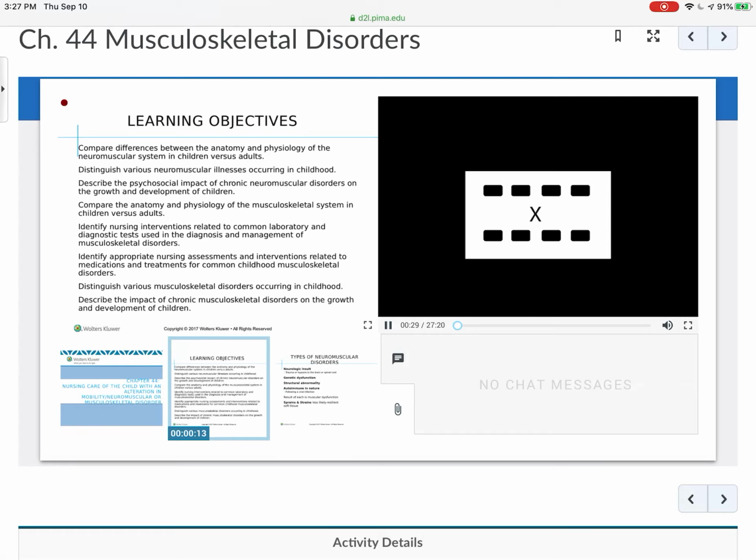We're going to compare some of the anatomy and physiology of children and adults. We're going to talk about a few of the tests that we do. We're going to talk about some interventions in nursing assessments with kids with musculoskeletal disorders, and we're going to talk a little bit about recognizing them and then the impact.